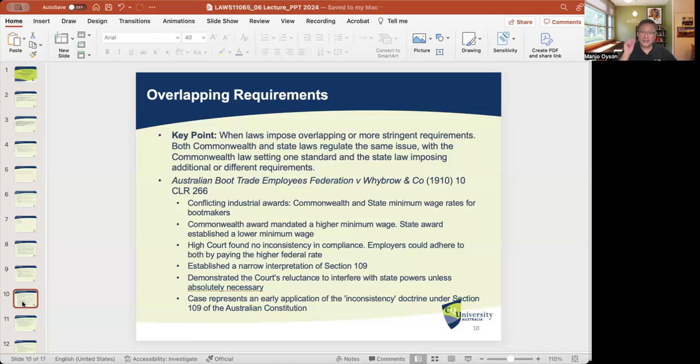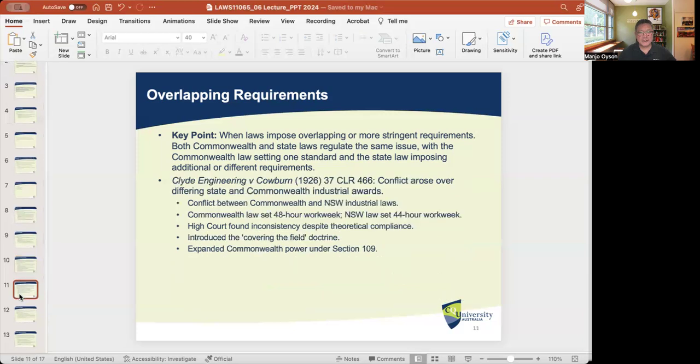But this is a scenario where the High Court found a way for there to be no inconsistency between the Commonwealth law and the state law, by having that almost artificial mechanism to avoid an inconsistency, by saying that an employer could simply comply with both by paying the higher wage. Another scenario involves the case of Clyde Engineering and Cowburn, which was a case, again, decided in 1926. And again, this is the pre-Engineers case. But here, you will begin to see the slow changes in the way that the High Court looked at conflicts between Commonwealth and state laws.